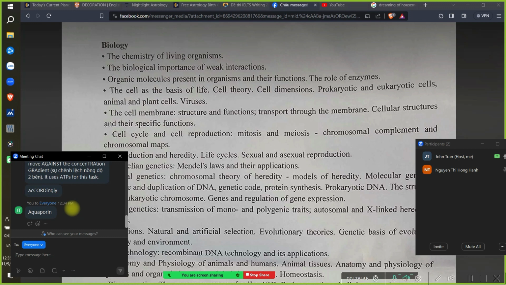Alright, you understand the thing we're talking about now? Yeah. So these are the three different modes of transport through the membrane.